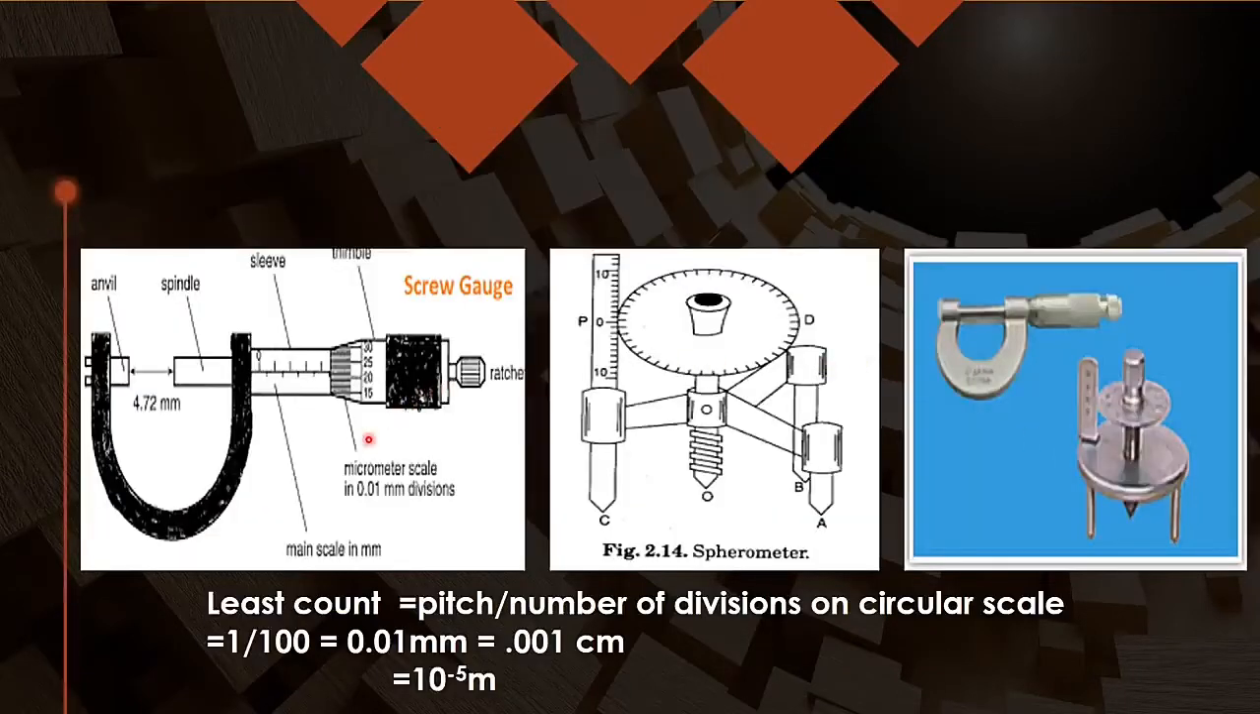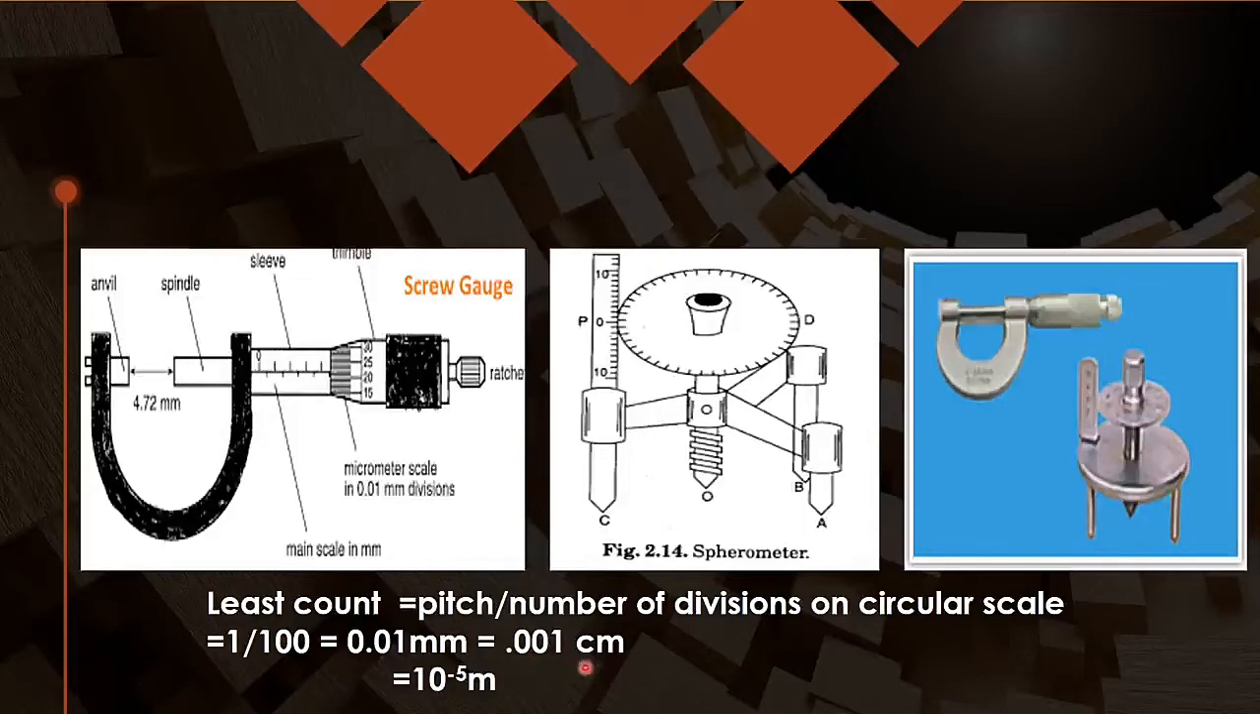Similarly, I am using the screw gauge in the lab, where this is the pitch scale. Pitch is the linear distance which is traveled when we give one complete rotation to the circular scale. On the circular scale we are using in the lab, we have 100 divisions, and those 100 divisions cover 1 millimeter on the pitch scale. So when I want to find the least count, it is given by pitch divided by the number of divisions on the circular scale, which equals 1 by 100. It means 0.01 millimeter, so it is 0.001 centimeter. So you can see the least count is further decreased.